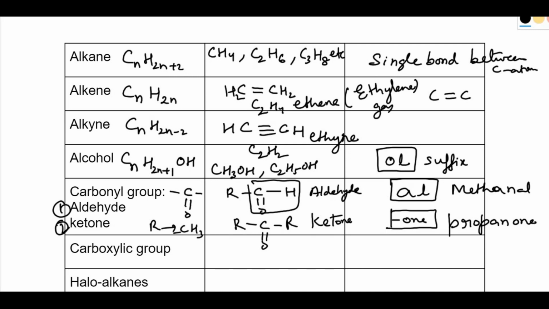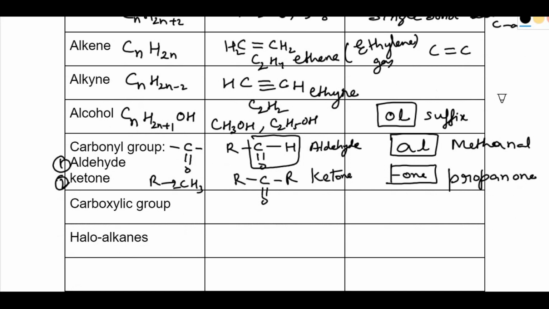Coming to carboxylic acid. How does a carboxylic acid look? The group is a C double bond O and then OH, and on the other side you can put an R, an alkyl group. The naming suffix is oic. The first family member is HCOOH. This is methanoic acid, and then it is an acid.